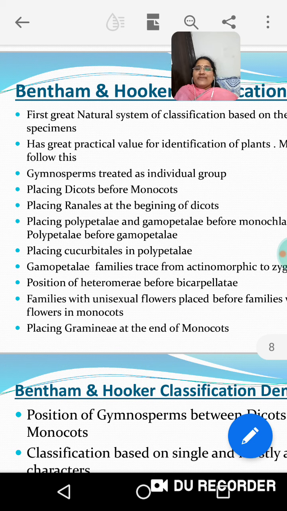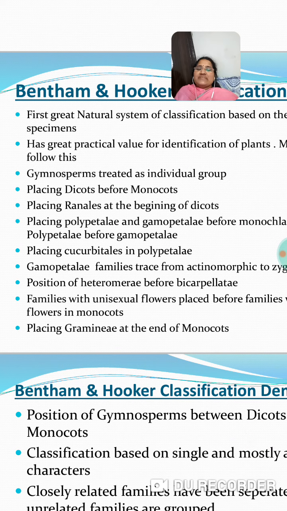So while you see the classification, the dicots are divided into three subclasses, namely polypetalae, gamopetalae, and monochlamydeae. And polypetalae is again divided into three series, namely thalamiflorae. If you see, the thalamiflorae starts with the order Ranales. So under dicotyledons, the first order is Ranales. So that is the merit of this classification.